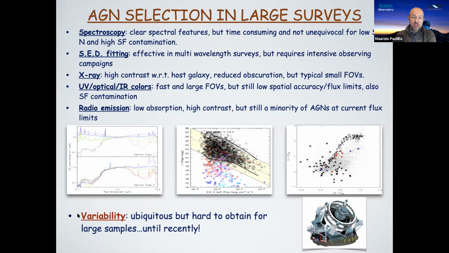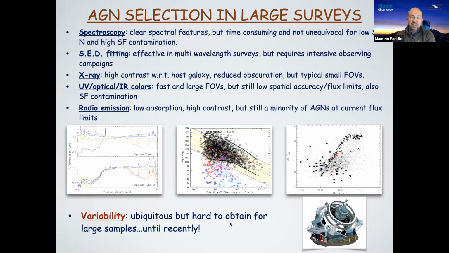And so now we're trying to put variability into play, which has been done in the past, but it was hard to obtain for very large samples and large areas until recently. I mean Hyper Suprime-Cam and other facilities, including VST, as I will be talking about. But of course, LSST and the Rubin telescope will make a huge difference.